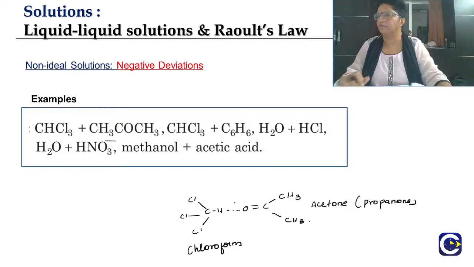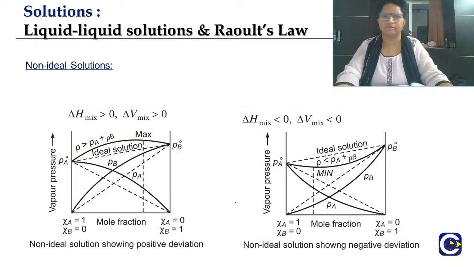The molecules come very close. Between chloroform molecules there is no hydrogen bonding at first, and between acetone molecules also there is no hydrogen bonding. This new bonding makes it so much stronger that the molecules come much closer. So for negative deviation, P total will be less than the sum of PA plus PB. For positive deviation, it will be a greater value.